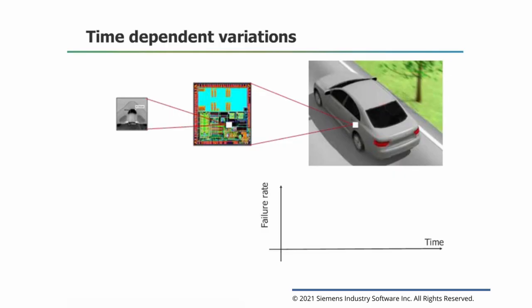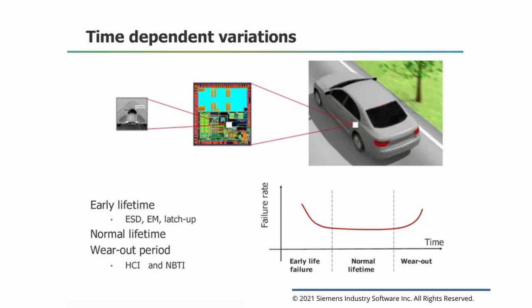Let's have a look at the failure rate over time. During the manufacturing, assembling, and testing process of the end device, the failure rate is decreasing very rapidly. Then the end device is ready to be used by customers and enters its intended lifetime, during which soft errors are mostly common. The normal lifetime is then followed by a wear-out period. During the wear-out phase, the failure rate is again increasing, and this is the main focus of today's session.